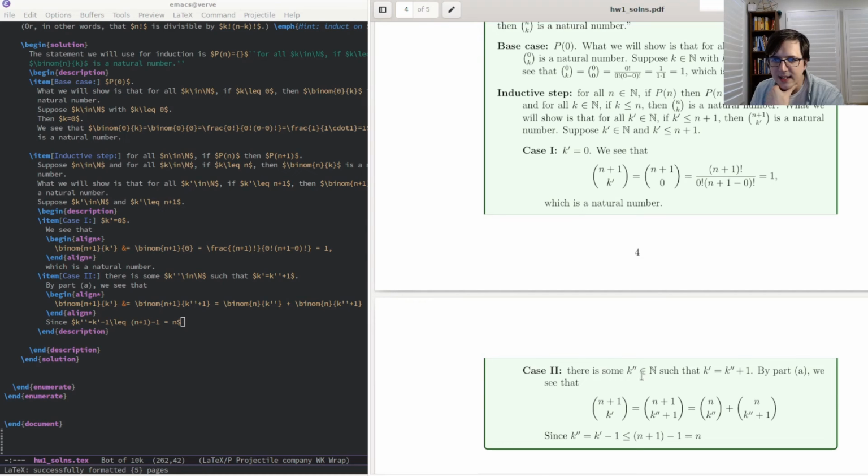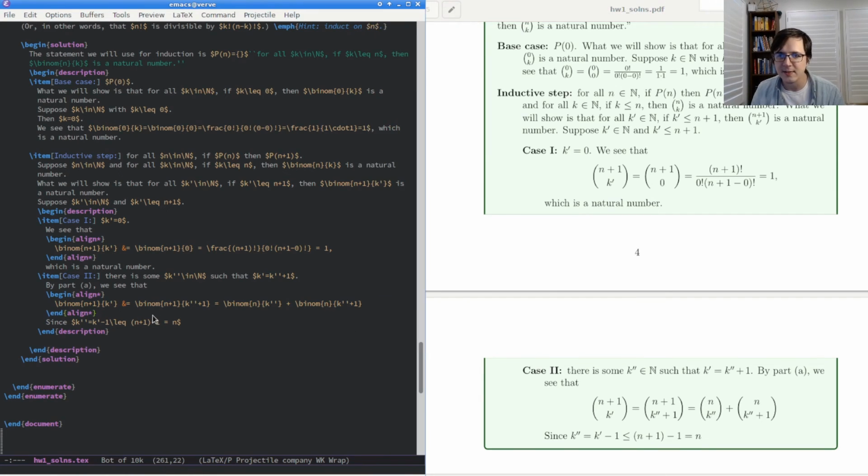So case 2 is that k double prime is the predecessor to k prime, because k prime is not 0 in this case. And by part A, let's see, okay, so n plus 1 choose k prime, substituting in k prime, so n plus 1 choose k double prime plus 1. Part A gives us this. And so for this to be an integer by the hypothesis, we need k double prime plus 1 to be less than or equal to n. And I was confused about this.